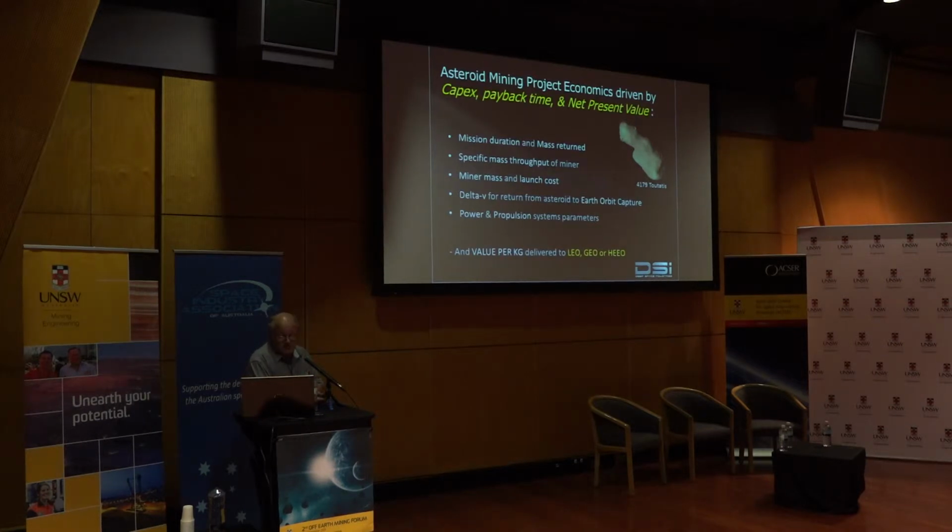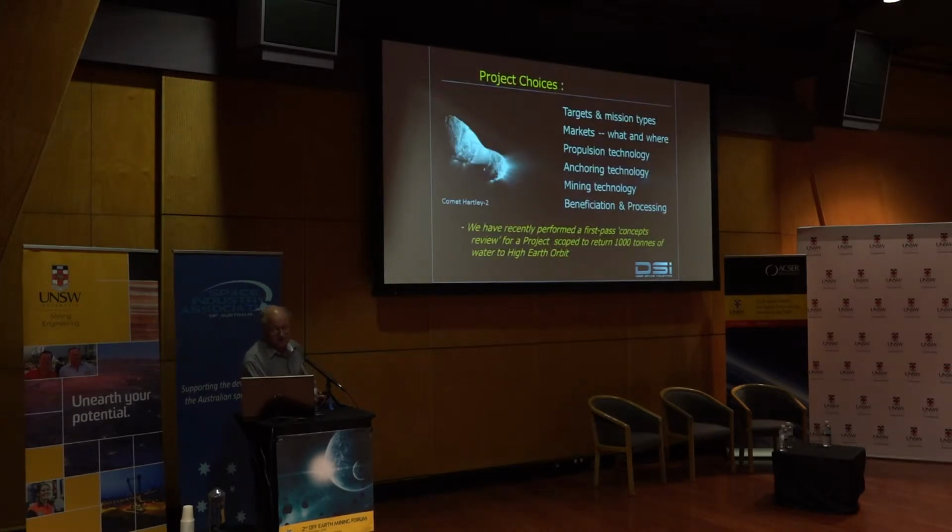Specific mass throughput of the miner. Miner mass and launch cost. Delta V for return from the asteroid to Earth orbit capture. Power and propulsion systems parameters. And value per kilogram delivered to LEO, GEO, or higher, like Earth Moon L1 or a highly elliptical orbit for Mars departure or something like that.